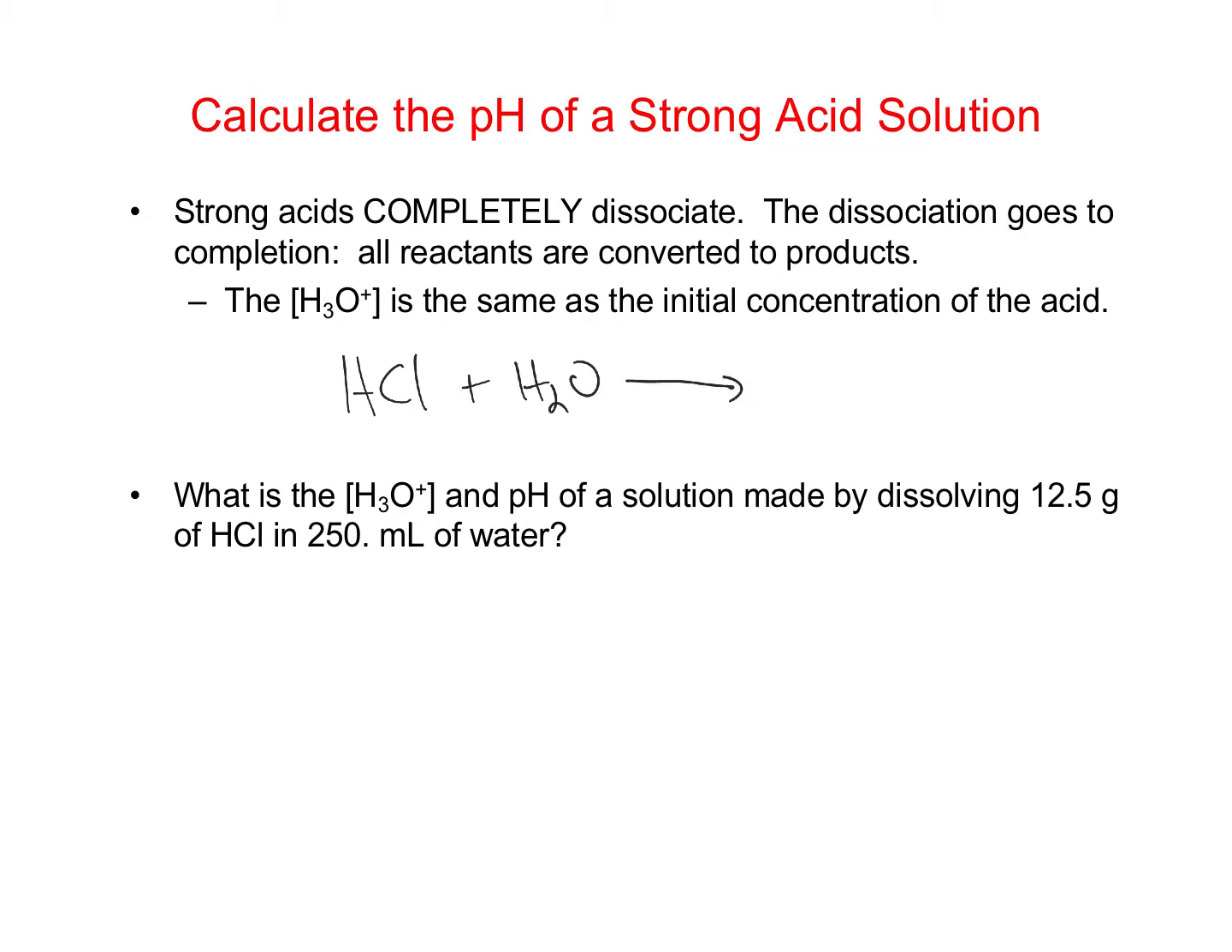all of that HCl reacts with the water and it is completely converted into chloride ions and hydronium ions. And so dealing with strong acids is actually pretty simple, because whatever the concentration of, in this case, the HCl was, that is going to be the concentration of the H3O+. Alright, so I've got this example here, and we'll do it on the next slide where we've got a little bit more room.